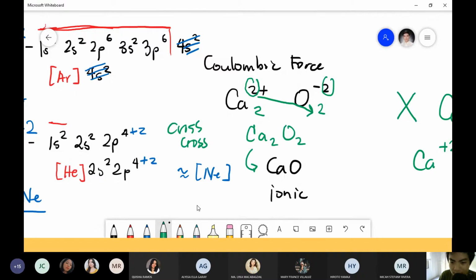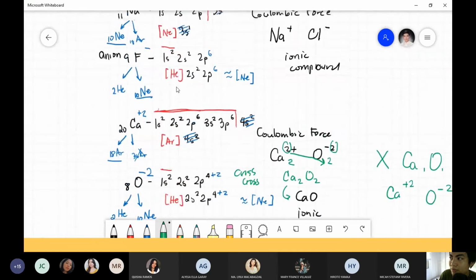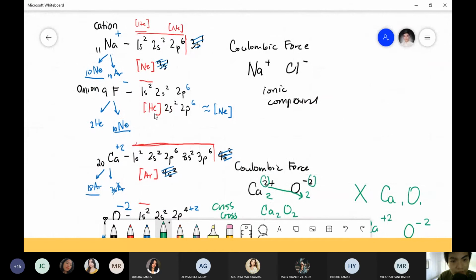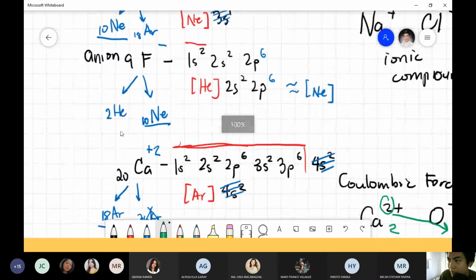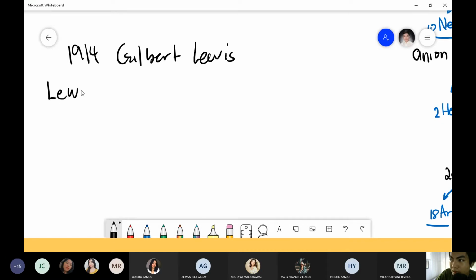Ayun. So now, as you can see, if we try to explain everything in terms of their electron configuration, it will take a lot of time, no? To just explain the bonding between two atoms. So that's why in 1914, one American chemist made this thing, the Lewis symbols. In 1914, Gilbert Lewis created the Lewis dot symbol, which you use in your laboratory class to write down the structures of different molecules. So we use the Lewis dot symbols.